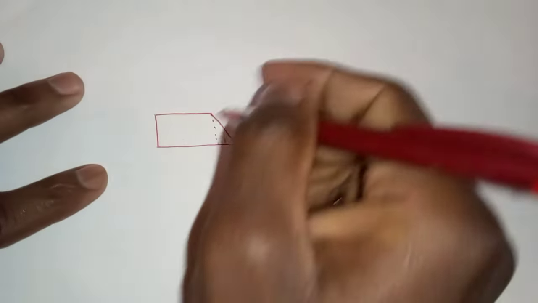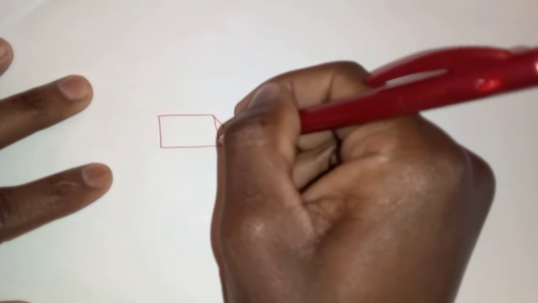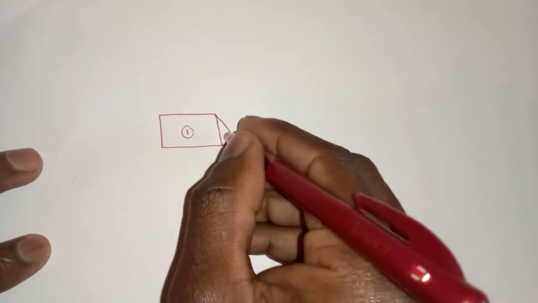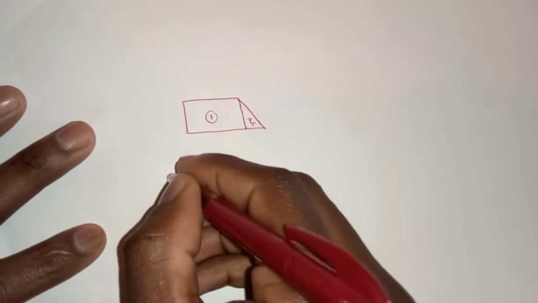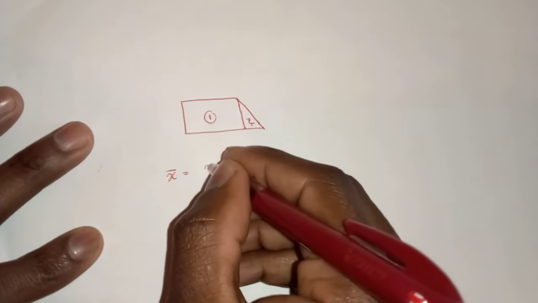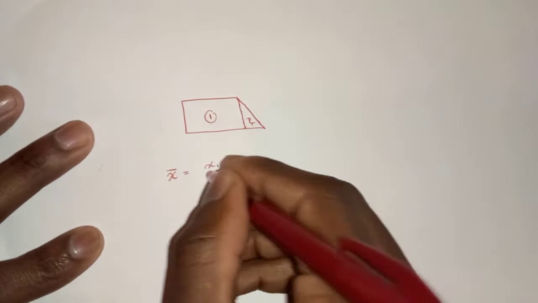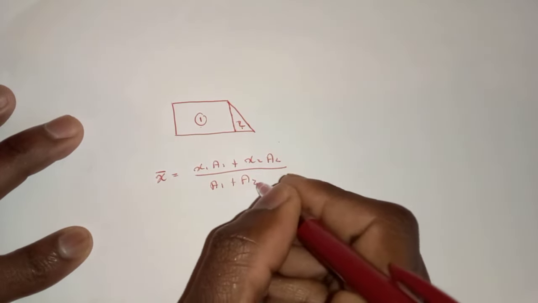What we are going to do as our first step is to divide this into two shapes, and then we say this is number 1 and this is number 2. In this case, we are going to use a formula to calculate the centroid of this object. A formula that says our x bar is given by x1 times area 1 plus x2 times area 2, divided by the total area, which is area 1 plus area 2.